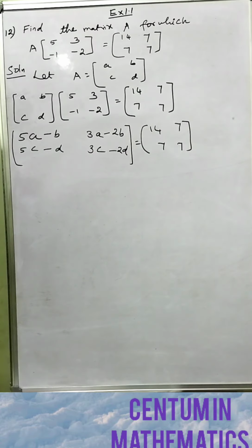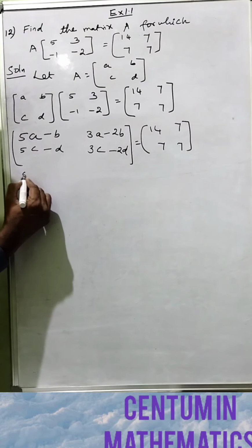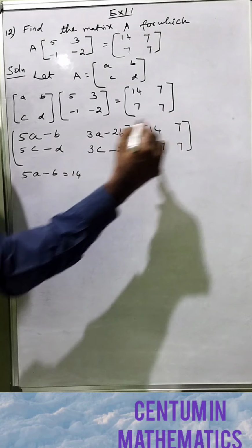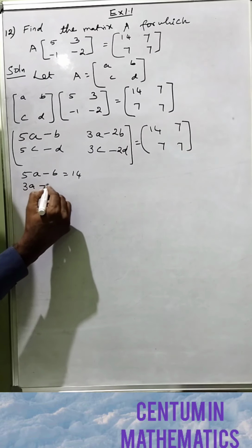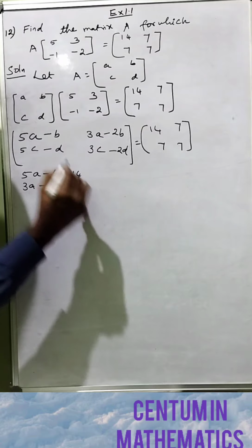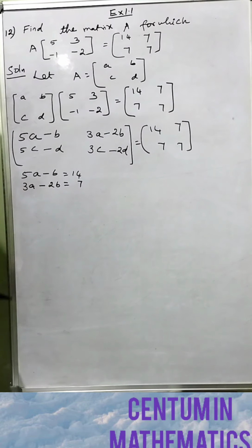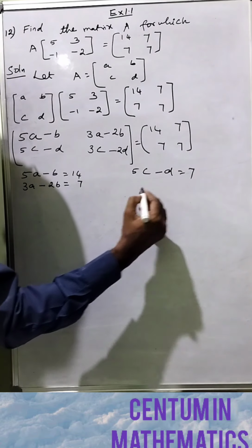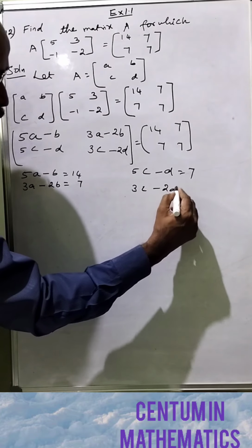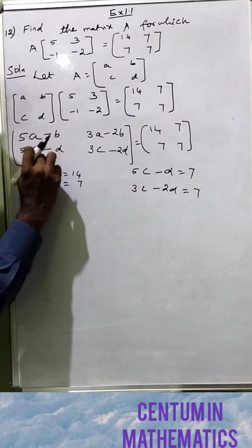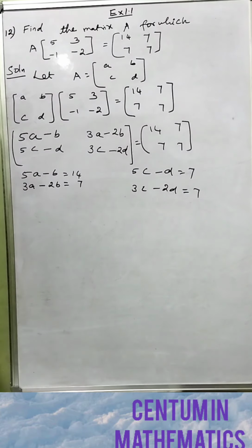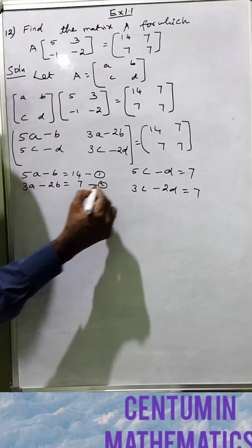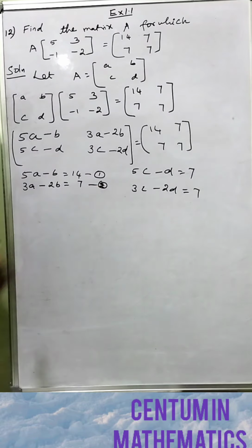Now two matrices are equal, the corresponding entries are equal. So we can write first row, first element, 5A minus B equal to 14. There 3A minus 2B equal to 7. First row we have to equal. The next 5C minus D equal to 7. 3C minus 2D equal to 7. So compare this. Second row we have to compare. Now solve this equation. You can use name equation 1 and 2. Solve 1 and 2.